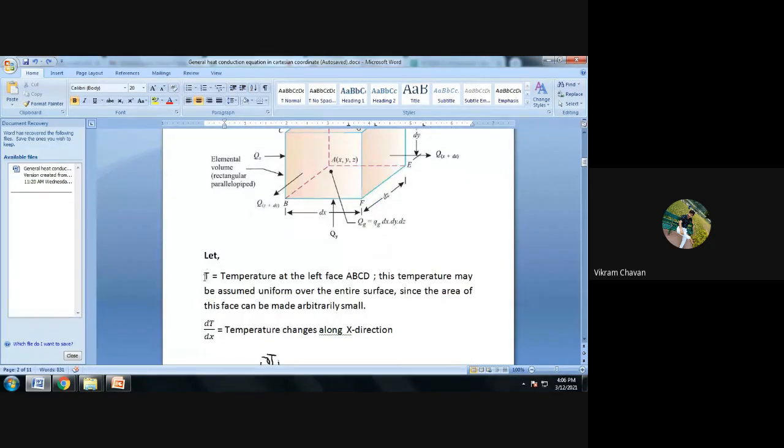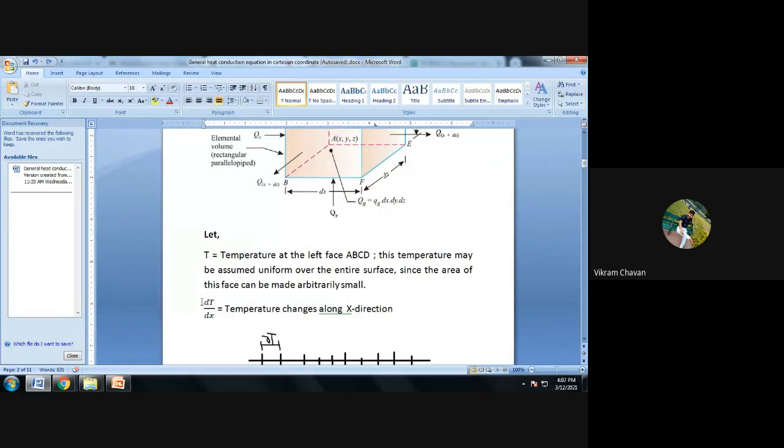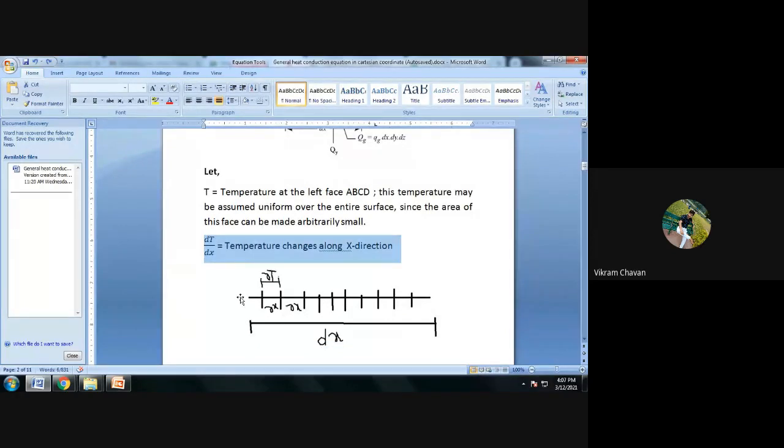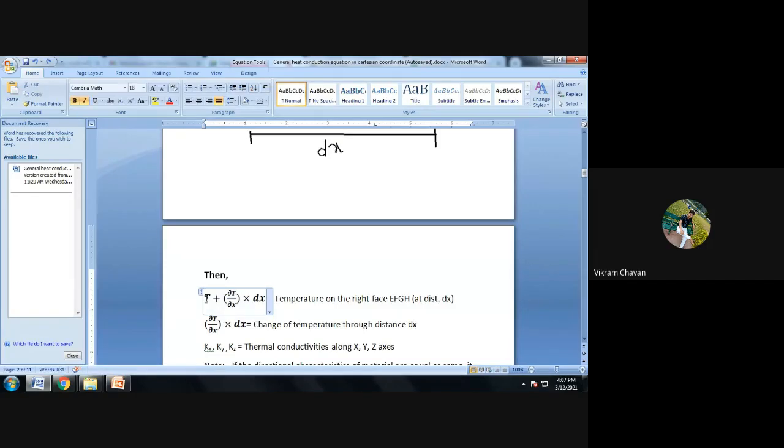Further, we have considered the temperature T at the face ABCD. Then the total change in temperature over the distance dx, divided into a small increment, in a positive change, let it be.